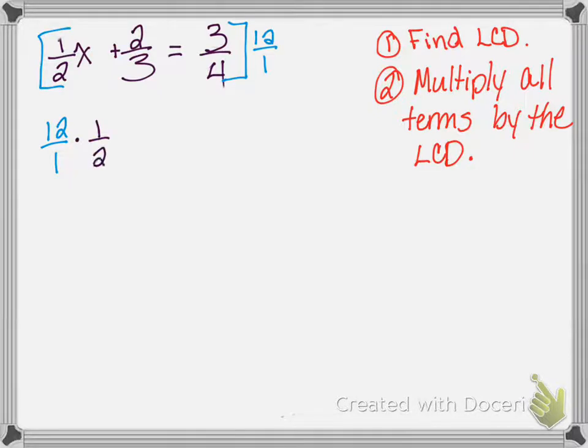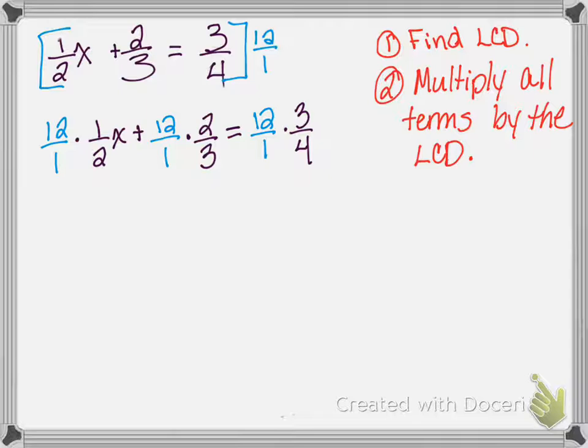So I've got 12 over 1 times 1/2 x. Then I've got 12 over 1 times 2/3. And then I've got 12 over 1 times 3/4. So in the purple, I have all of my original equation. And in the blue, I am multiplying each one of those by my LCD.